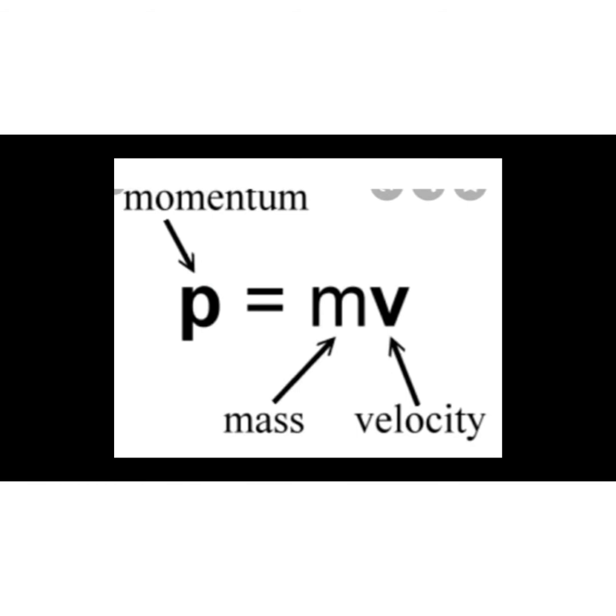Next term, momentum. All objects will have mass. When you multiply mass with velocity, that is said to be momentum. When the motion is in a straight line, it is called linear momentum. Linear momentum is represented by the letter P, and P is equal to mv. That is, linear momentum P is equal to mass m into velocity v.